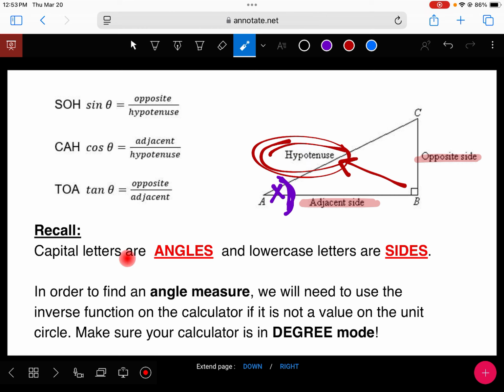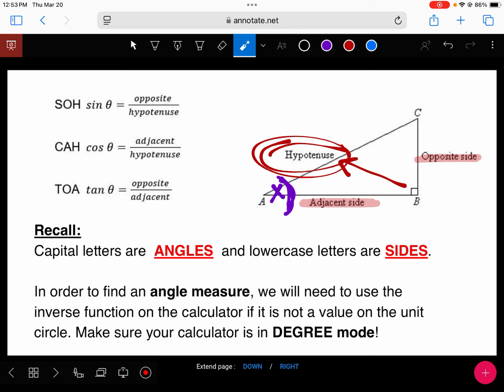So let's fill this in. You got a couple blanks. Capital letters are angles. So fill that in. There should be a blank in your notes. If it is a capital letter, I'm talking about an angle. But if it's a lowercase letter, I'm talking about a side.